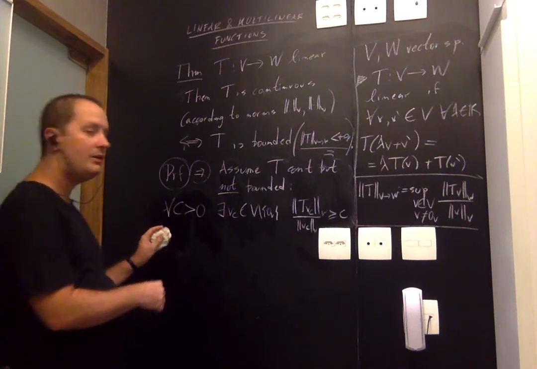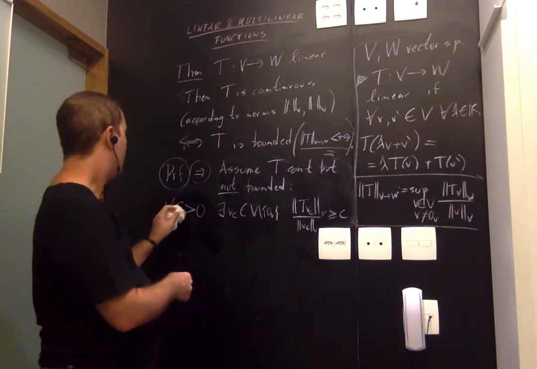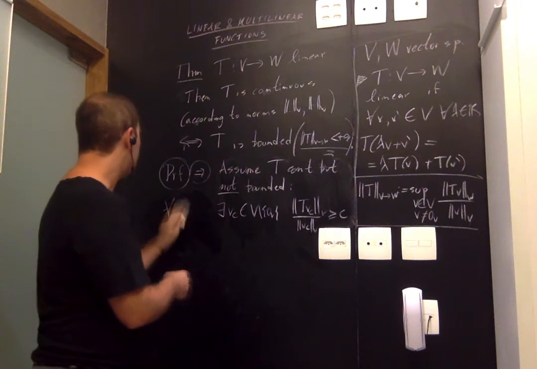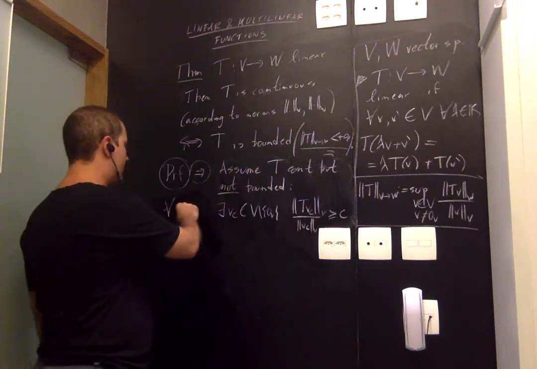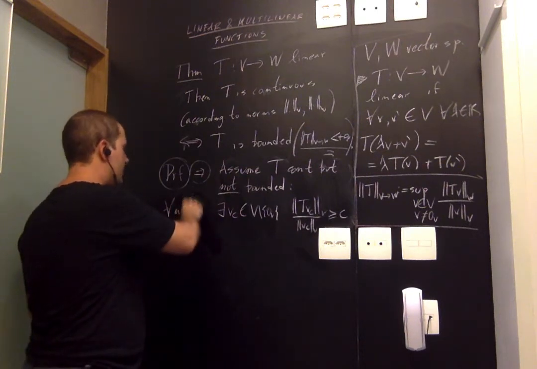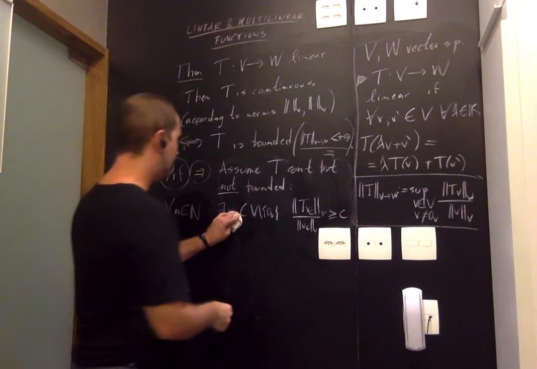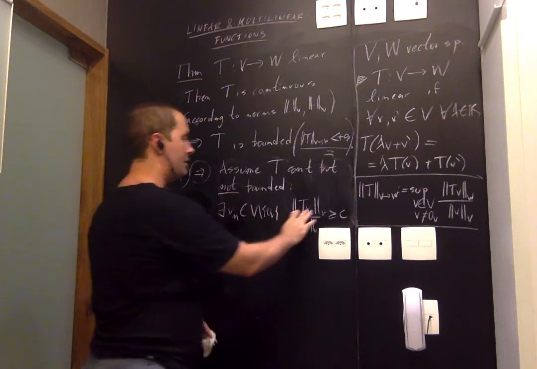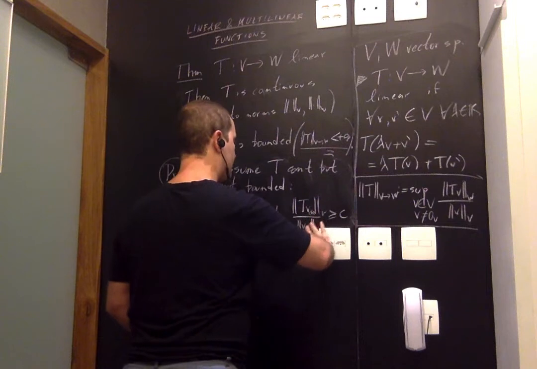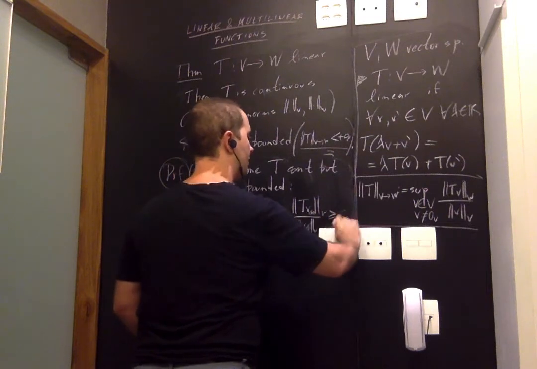That time we did something that I'm going to do again now. I'm just going to say, well, if this holds for all c, I want to get a sequence somehow because I want to relate this to continuity. So for all natural numbers n, I have a v sub n such that the norm of T v sub n divided by the norm of v sub n is greater than or equal to n.